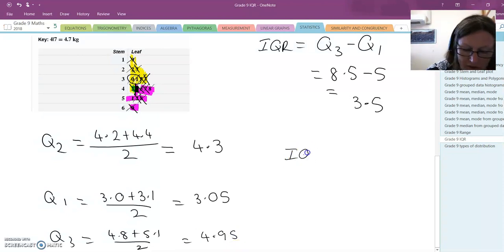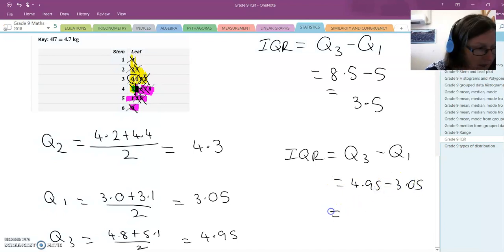Then we go back to our formula. IQR is Q3 minus Q1. So it's 4.95 minus 3.05. So my interquartile range is 1.9 kilograms.